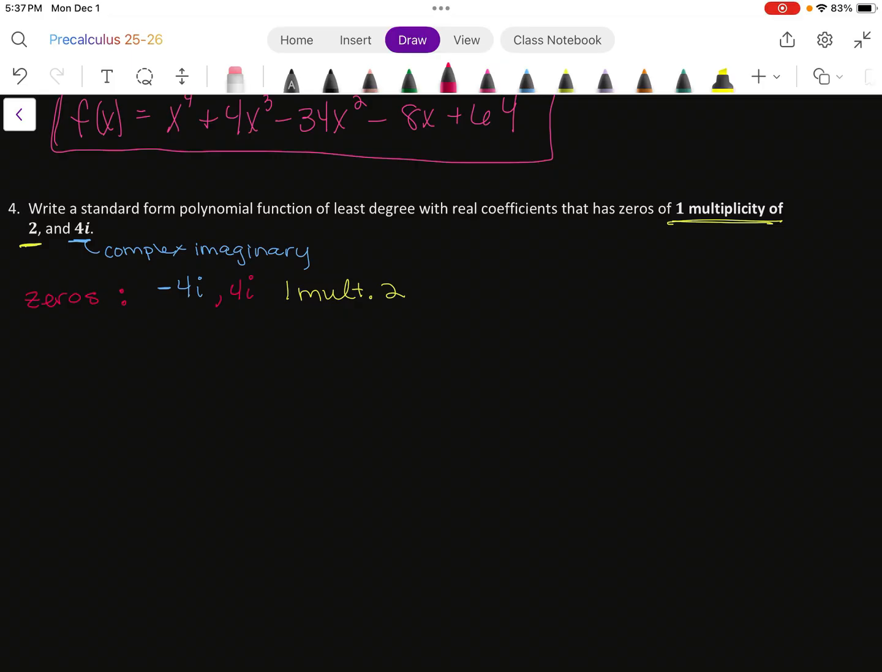All right, so let's set this up as a function in factored form. X minus 4i, x plus 4i. Doesn't matter what order we write that in. And then x minus 1 makes a zero of 1, but we need that to be squared. And maybe I'll rewrite these to match those.